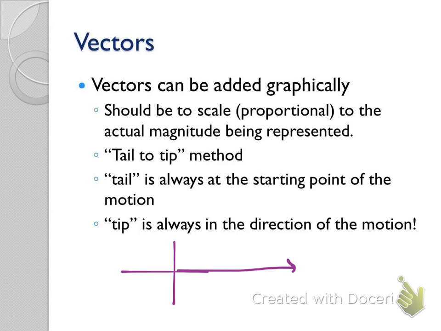Are we good with the fact that this is north, east, south, and west? Okay. On paper, we're always going to assume the top of our paper is north, right? The right of our paper is east. So no matter what direction you're facing in the classroom, we're always going to assume the top of our paper is north. Are we good with that?